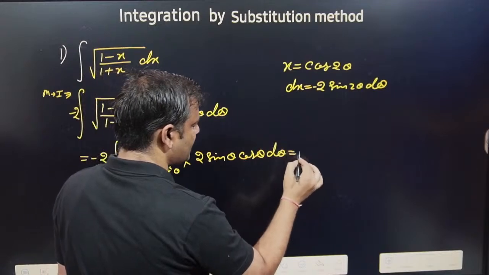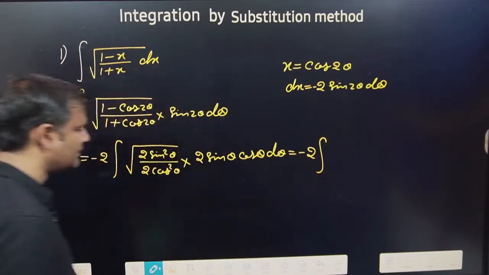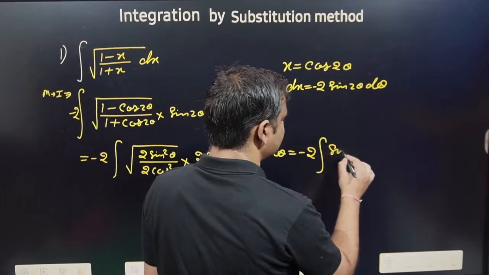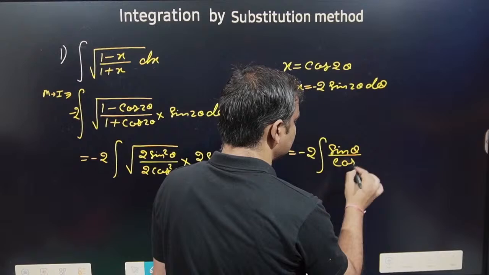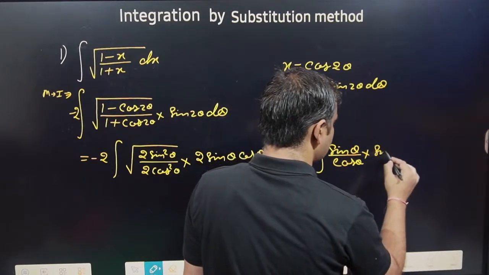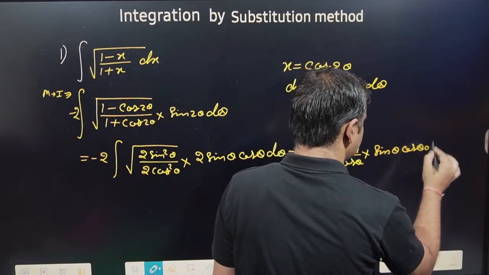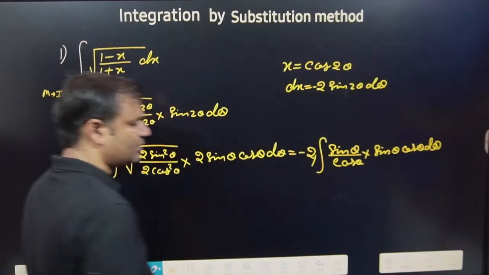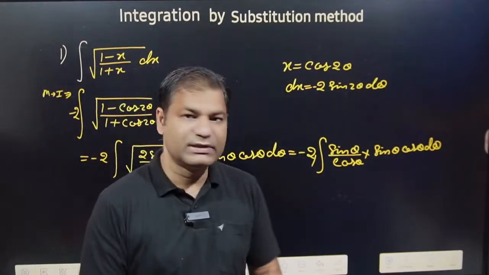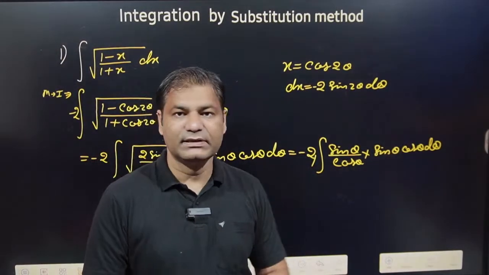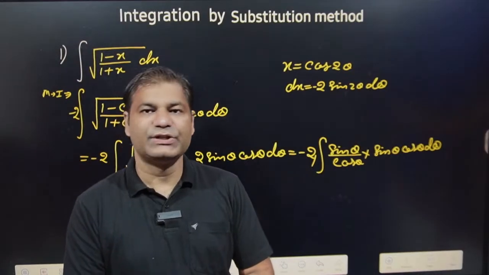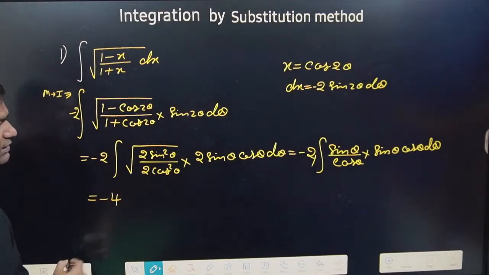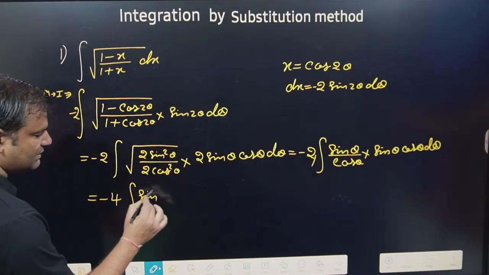Then this one, write very carefully, what about that value? Sin upon cos, into sin theta into cos theta into d theta, and 2 and 2, that is 4, so basically minus 4 into sin theta upon cos theta into sin theta into cos theta, so cos cancels, we get how much? Minus 4 integration of sin square theta. Okay, so basically minus 4 sin square theta d theta.